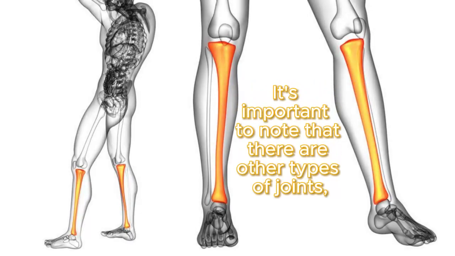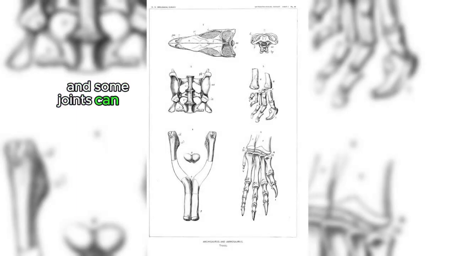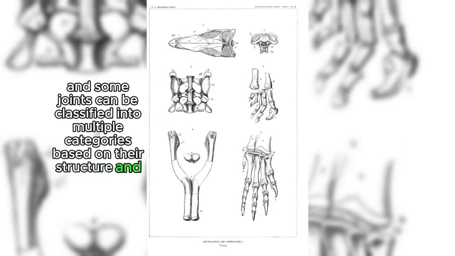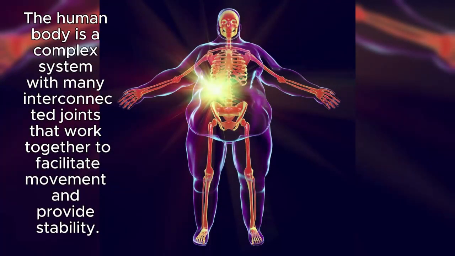It's important to note that there are other types of joints, and some joints can be classified into multiple categories based on their structure and function. The human body is a complex system with many interconnected joints that work together to facilitate movement and provide stability.